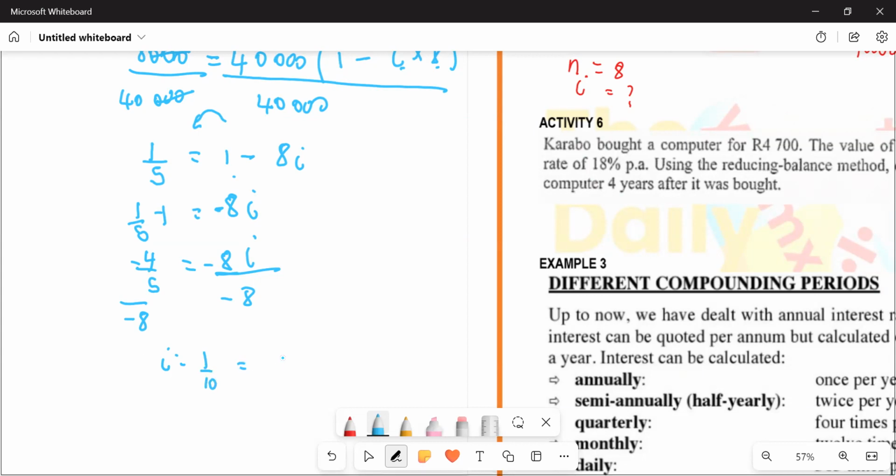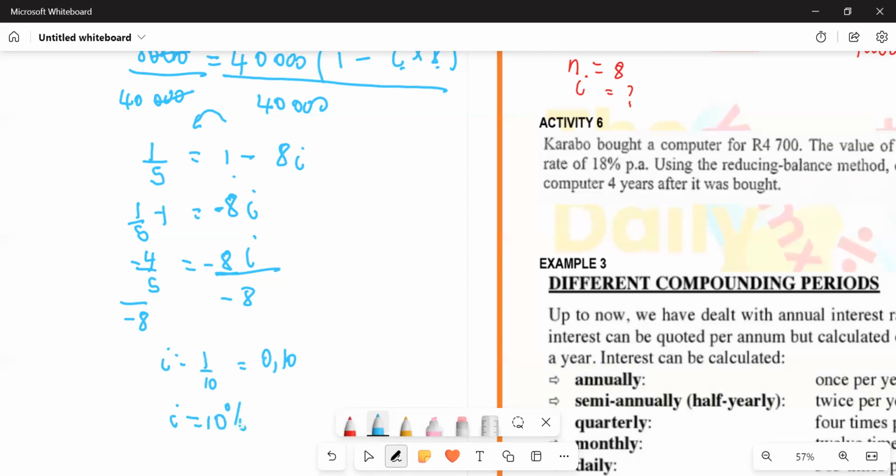Now, what is 1 all over 10 as a decimal? Remember, it is in decimals. If we put it in decimals, it's 0,10. So we get 0,10. But we still have to put it in percentage. How do we put it in percentage? We multiply by 100. And then what do we get? Should be 10%. So the rate of depreciation should be 10% per annum. You can tell them it should be 10% per annum.